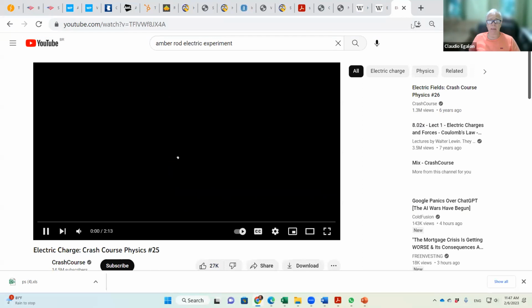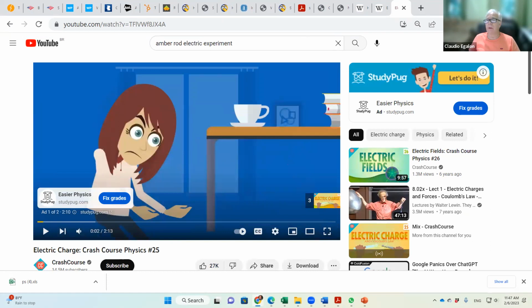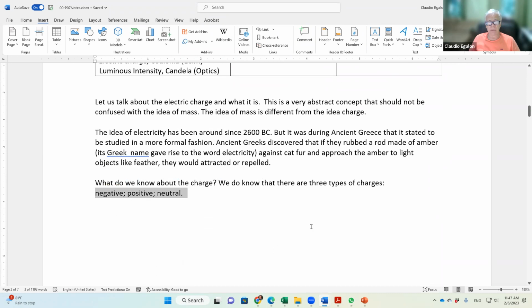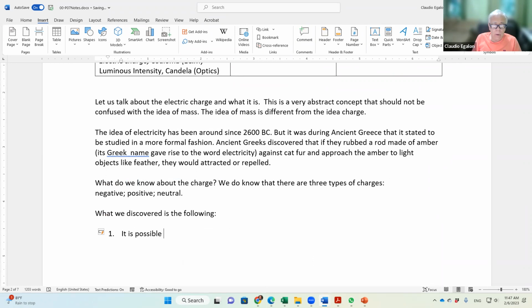So how can we explain this type of phenomenon that we experience in real life? We can explain that in terms of negative, positive, and neutral charges. So what we discovered is the following. One, here you go. Most objects are neutrally charged. In other words, they do not have any electric charge whatsoever.